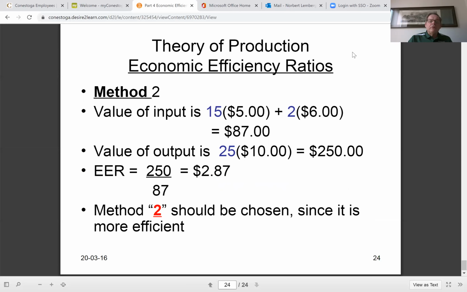For method 2, the value of the input using the same formula is $87, and the value of the output is $250. So once again, the economic efficiency ratio, the value of the output divided by the value of the input, is going to return $2.87. The first one returns fewer dollars than the second one. Therefore, you will pick method 2 as the one that the company should implement.